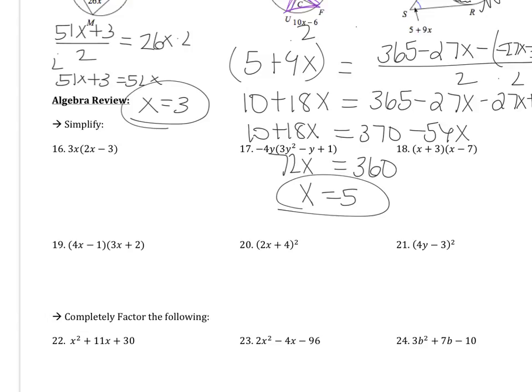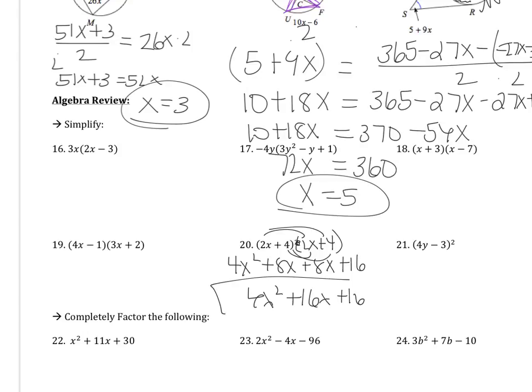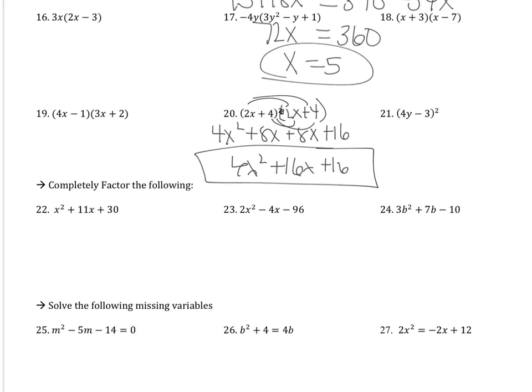Or if I look at number 20, remember when you have a squared, you just scribble it out and write 2x plus 4, and then you just double distribute. So you have 4x squared plus 8x, and then you have to do plus 8x plus 16. So I can clean that up and say 4x squared plus 16x plus 16. And I'm done. Let's look at some of the factoring problems.